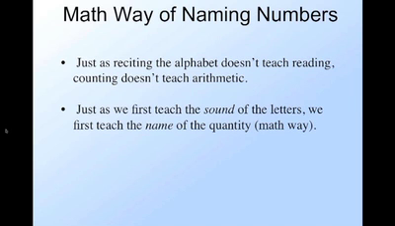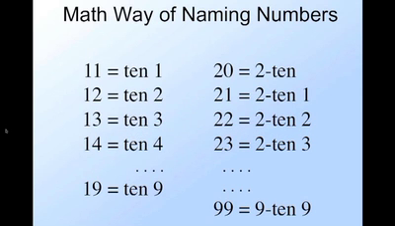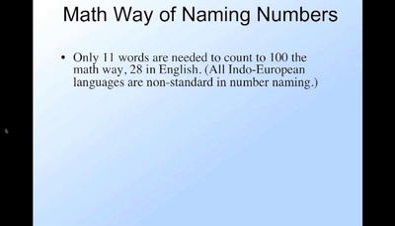Now they're only going to do this for about, I'm going to guess, 4-6 weeks. They don't do this long term. This is just a short term thing to help them understand how the numbers are put together. Because think about it, with the alphabet, we don't say A, B, C, D, E, F, G when we're teaching them how to read; we give them the sounds. So we do the same thing with the math way. Instead of saying 21, 22, 23, we say 2-10 1, 2-10 2, 2-10 3.